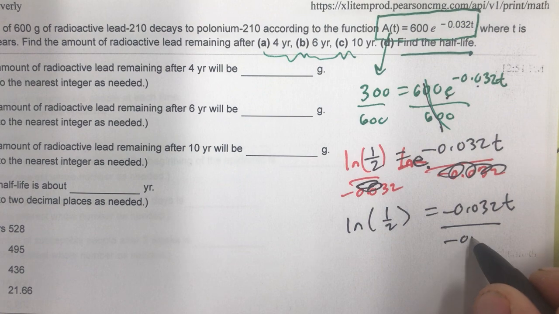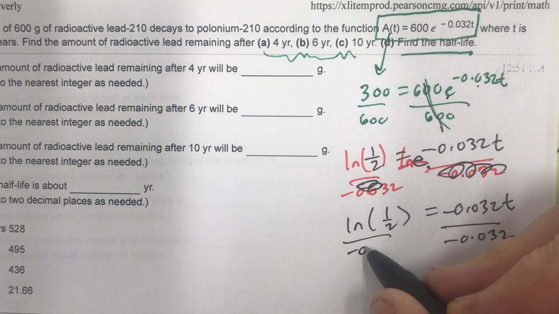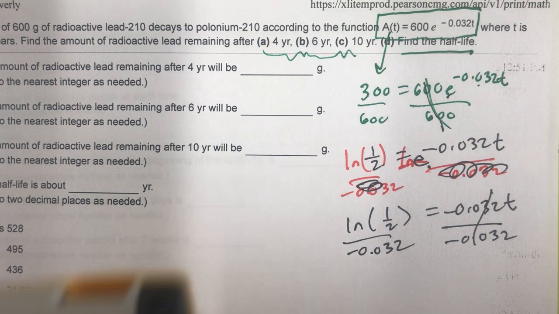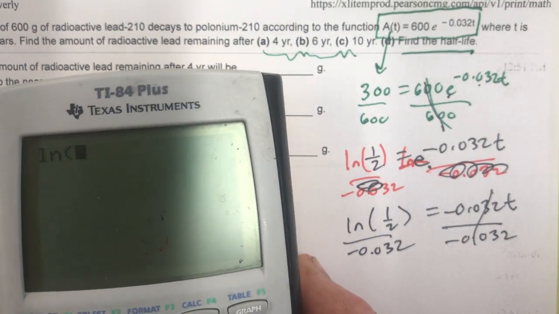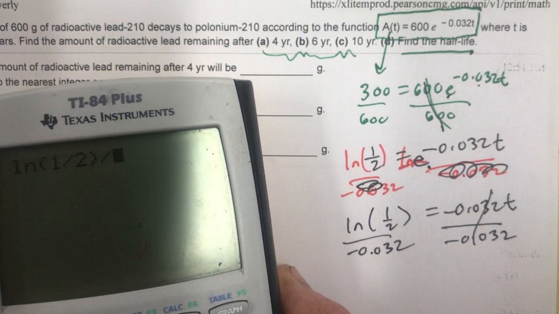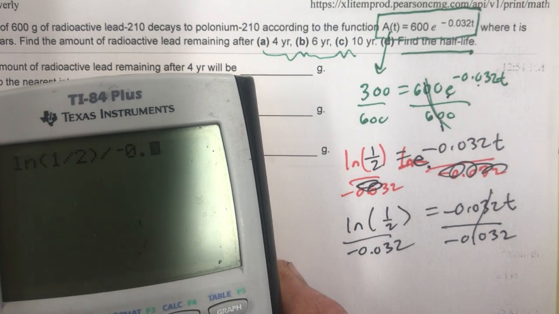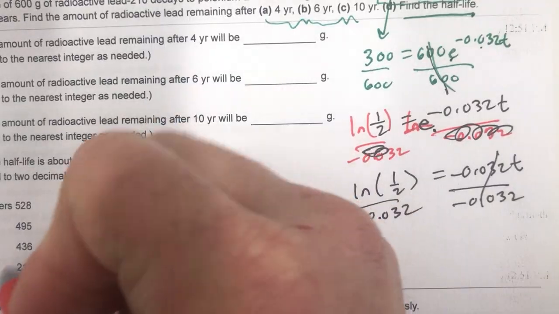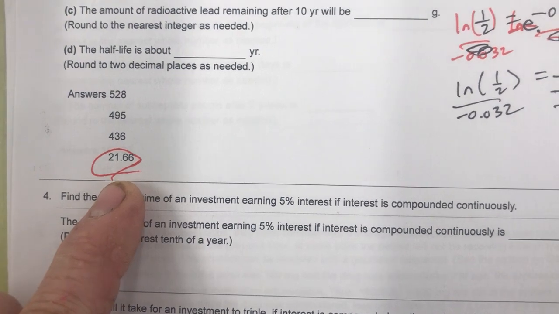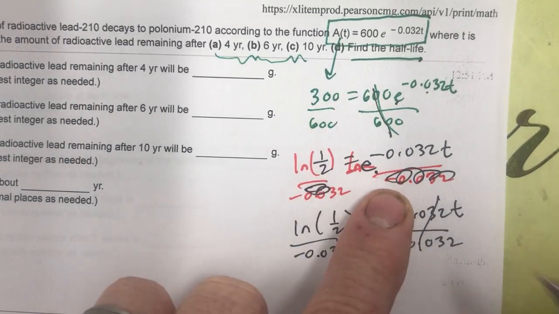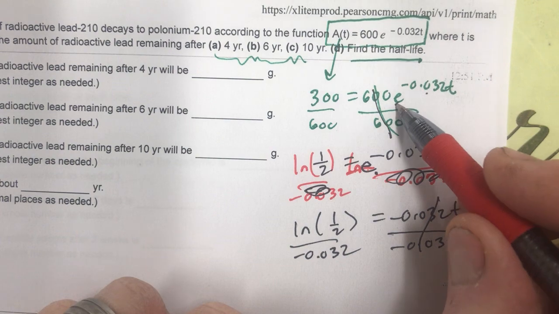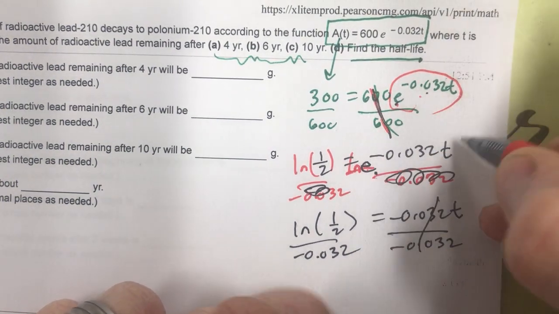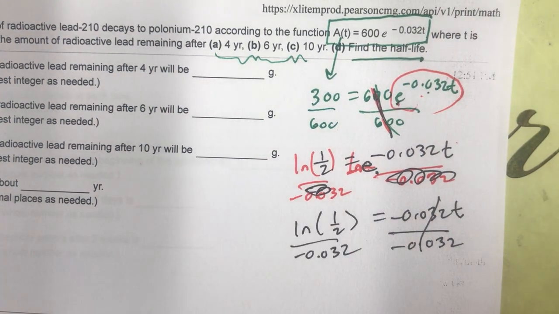And then I divide by negative 0.032. That cancels off. Okay, so let's see here. Natural log of 1/2 divided by negative 0.032, and I get right here 21.66. And we're good there. That's the answer, 21.66. Sorry about this right here. I didn't write my e down and I just kept going, but it was e to this power. So when I divide by the 600, it's e to that power, which means I have to do a natural log to get rid of the e.